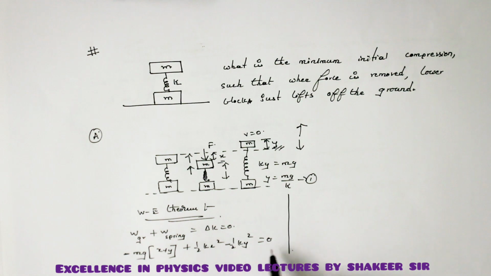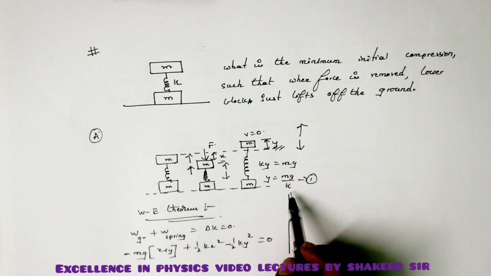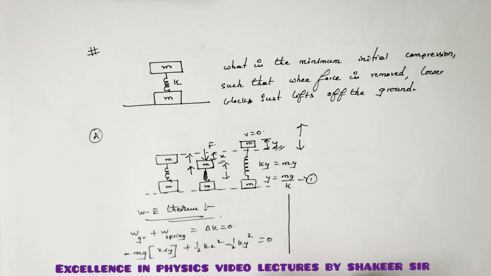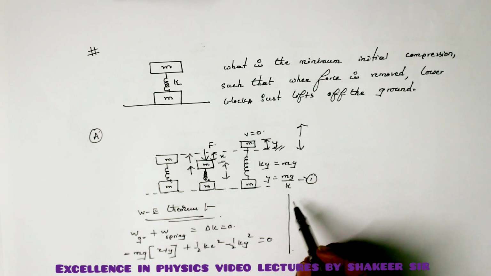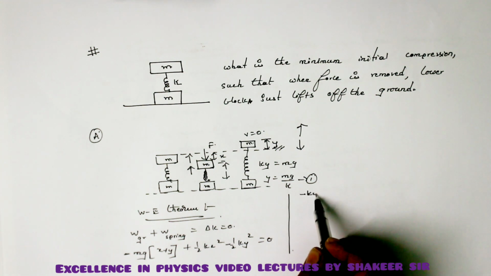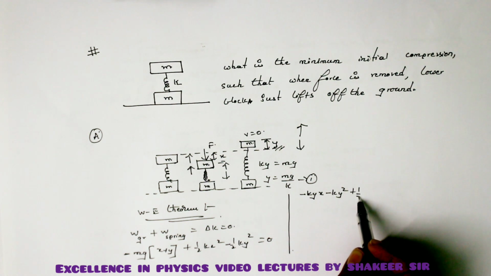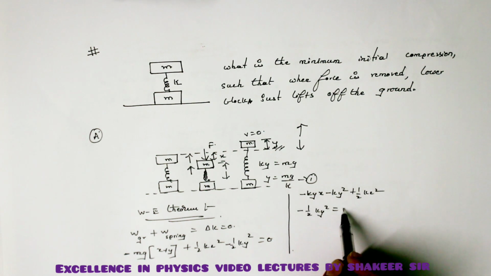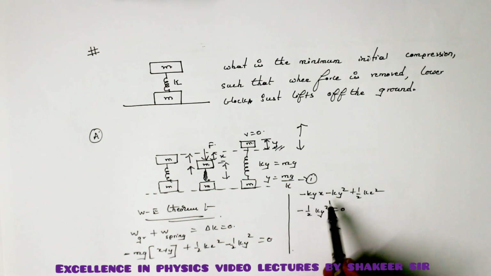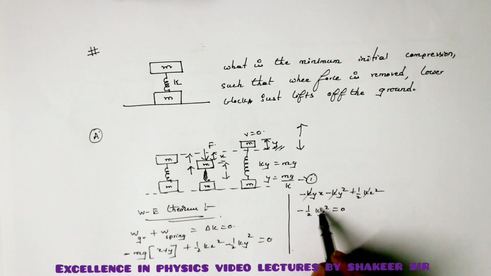After this, we know mg is equal to ky, and also y is equal to mg divided by k. So if I substitute these values here, let us see what result we get. The result is minus ky into x, minus ky square, plus half k x square, and minus half k y square. Totally it should be equal to 0. So k and k are present, and all the k values get cancelled.